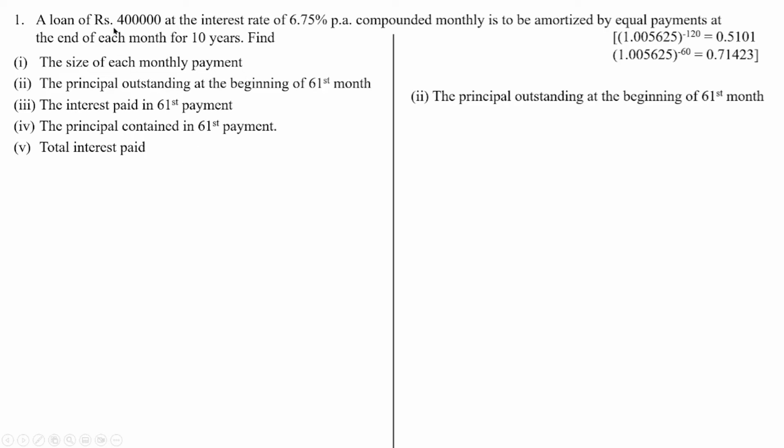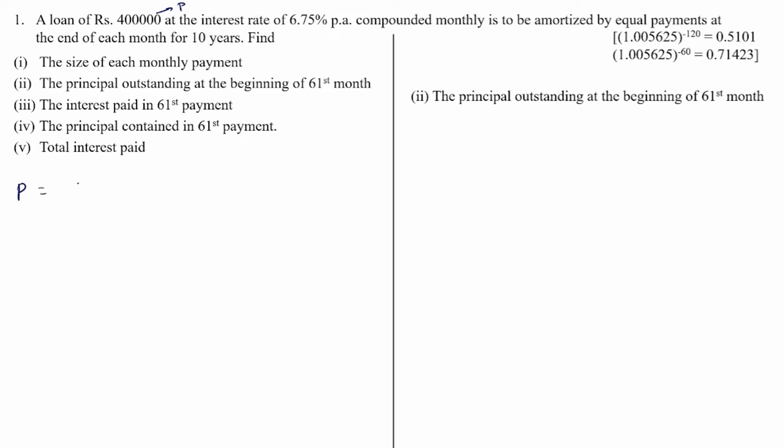It is given a loan of rupees 4 lakh is taken. So this is the principal amount P. At an interest rate of 6.75% per annum compounded monthly, so I will be 6.75% divided by 12 since it is compounded monthly. By equal payments at the end of each month for 10 years, so N will be 10 into 12, it will be 120. So using all those values, we can find the answer for each of these.